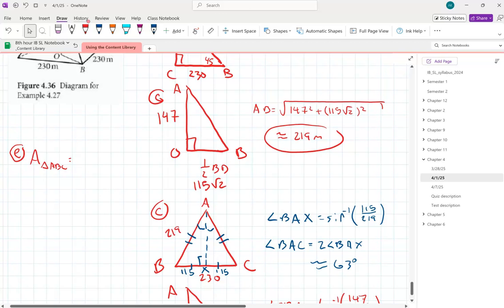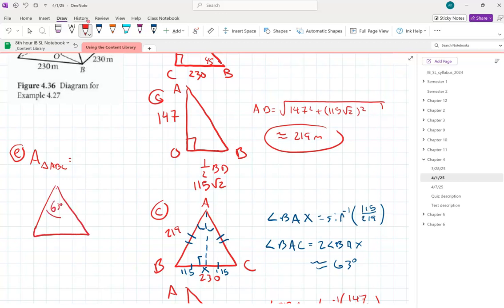So we're looking for 63 now. We know that. We just found it. 219, 219, and then 230.